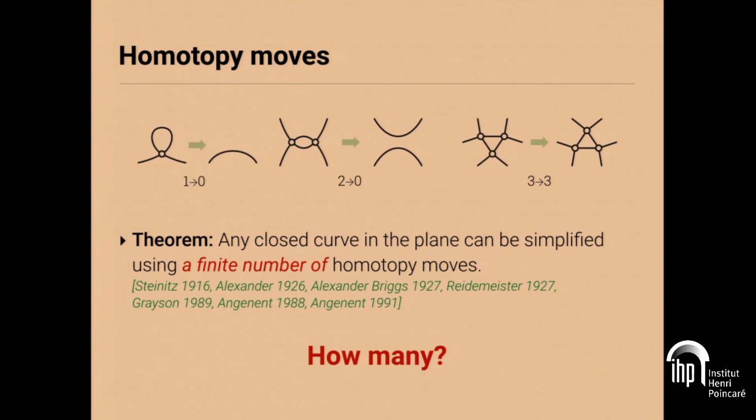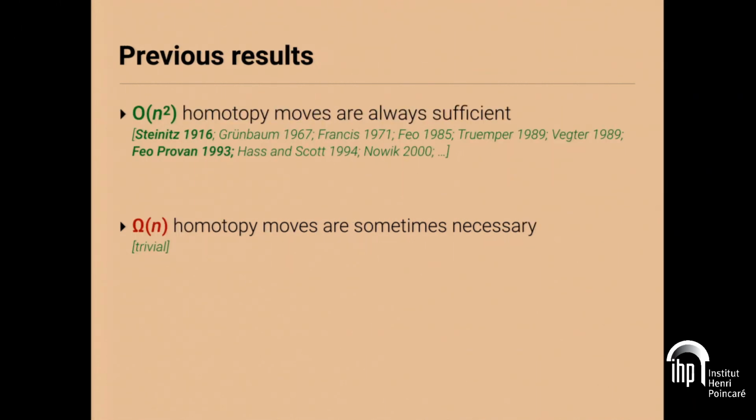But I'm a computer scientist. I don't like results that just say you can do this in a finite number of things. I want to know how many moves are required. And if you go back to the original proof by Steinitz, which I'll actually show you, in 1916, this implies that a quadratic number of moves are always sufficient to simplify any closed curve with n self-intersections.